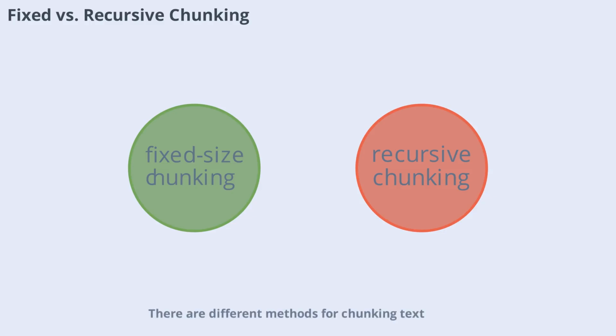There are different methods for chunking text. Fixed-size chunking splits text at set intervals, such as every 500 characters regardless of the content structure. In contrast, recursive character text chunking uses a hierarchy of separators, like paragraphs, sentences, and spaces, to split text more naturally. This preserves the integrity of sentences and paragraphs, ensuring that meaning isn't lost during the chunking process.